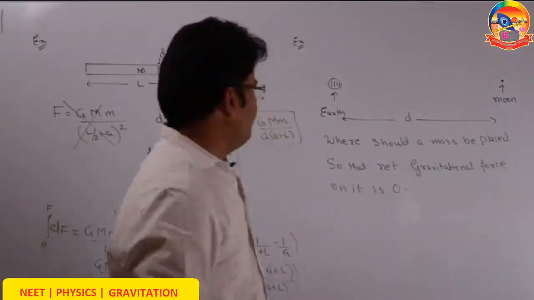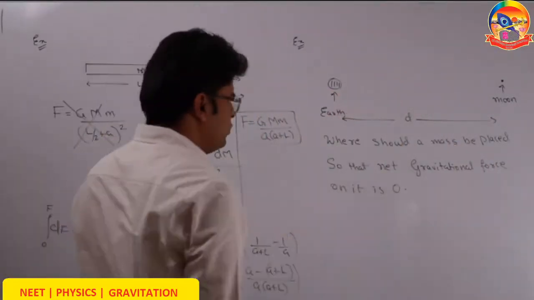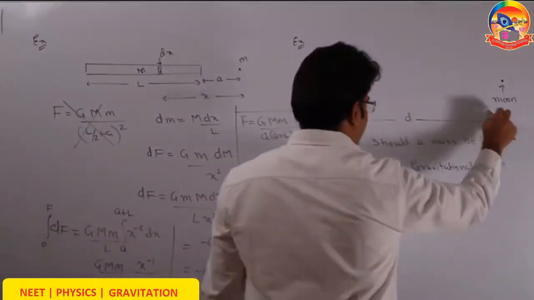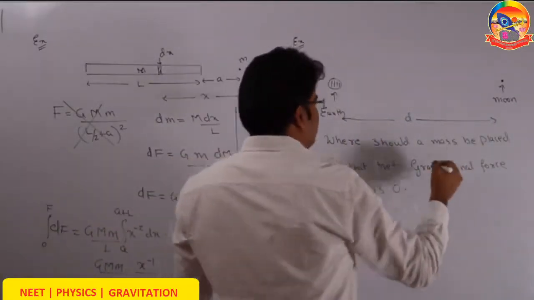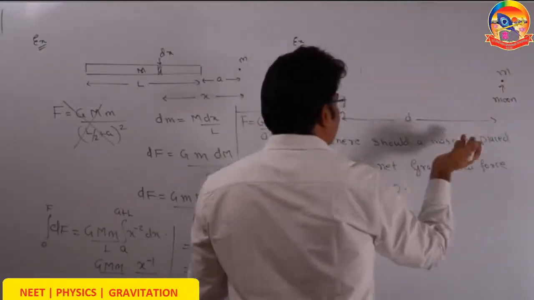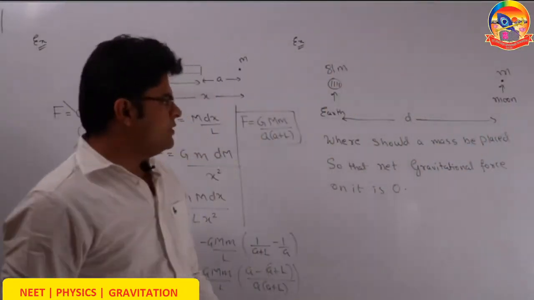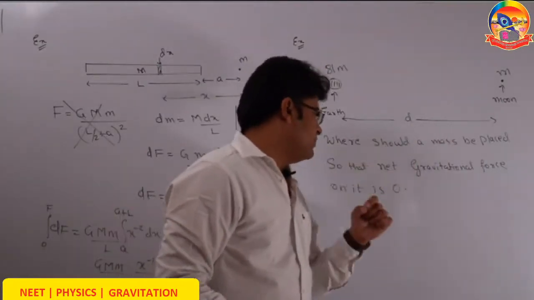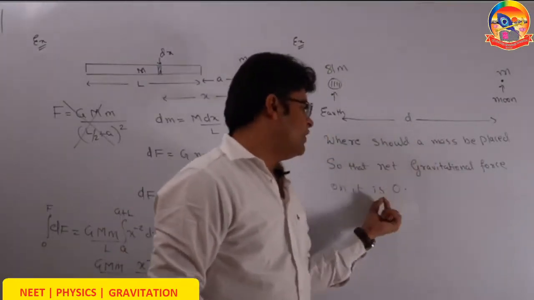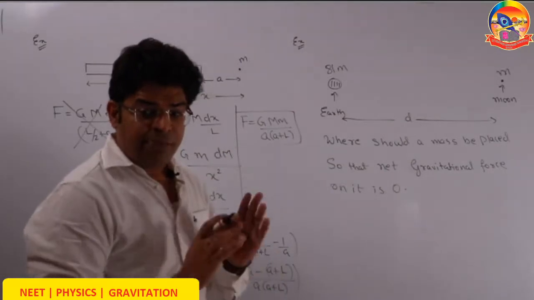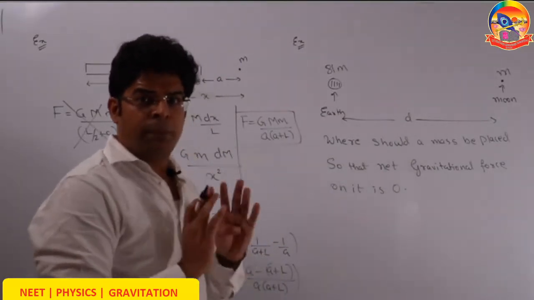Next example. There is earth, there is moon. The separation between, let's say, earth and moon is d. It is given that if the mass of moon is m, then the mass of earth is 81 times the mass of moon. Question is, where should a mass be placed between them so that the net gravitational force on the mass is 0?